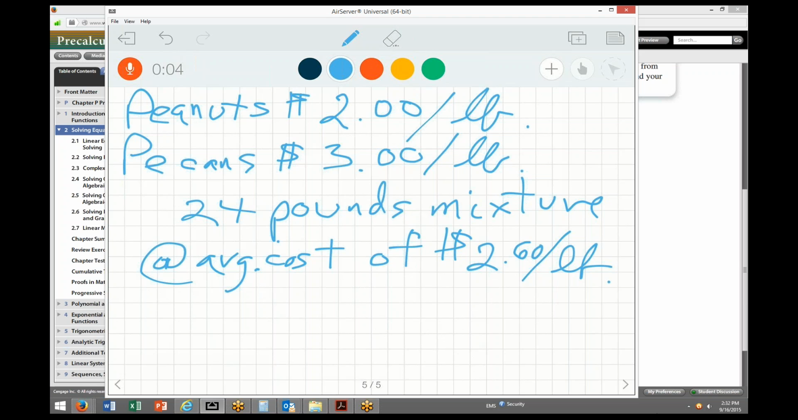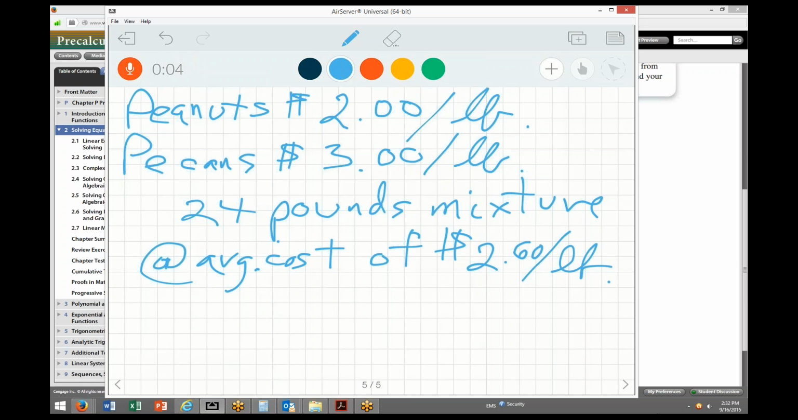What we know is that the number of pounds of peanuts times the price per pound of peanuts plus the number of pounds of pecans times the price per pound of pecans has to equal the total number of pounds, 24 pounds, times the total average cost of $2.60, because the dollars of peanuts in the mixture plus the dollars of pecans in the mixture have to equal the total dollars.